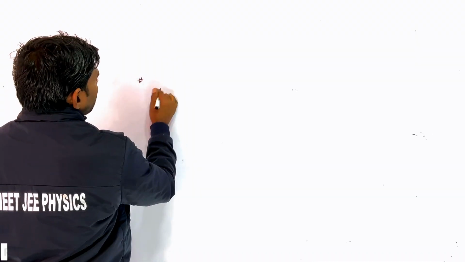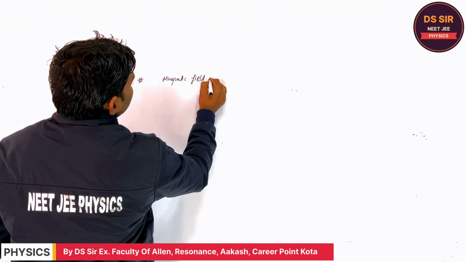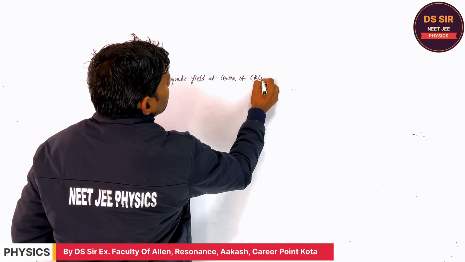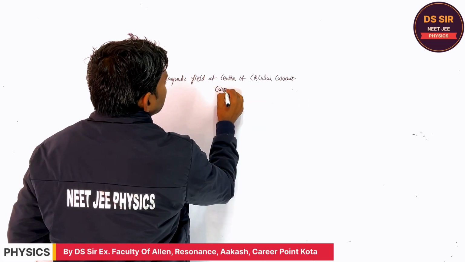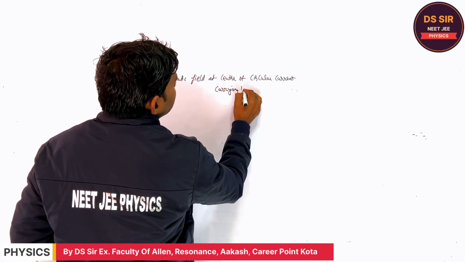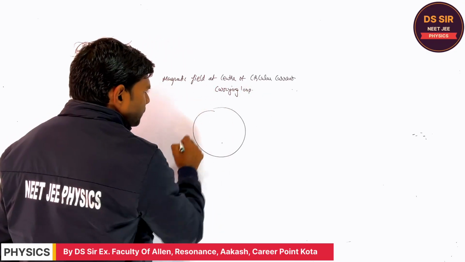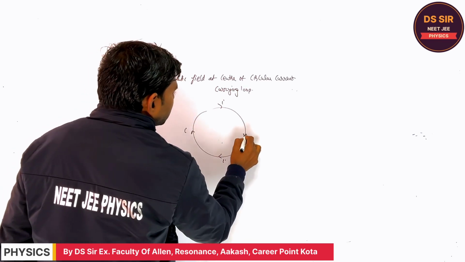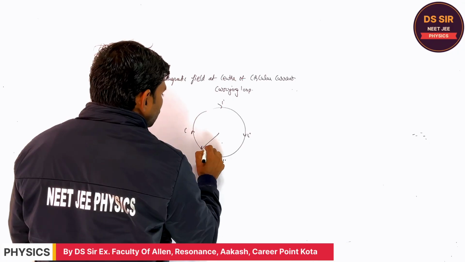The next important topic is the magnetic field at the center of a circular current carrying loop. Suppose this is the circle, the current carrying is I, like this. The radius is R.